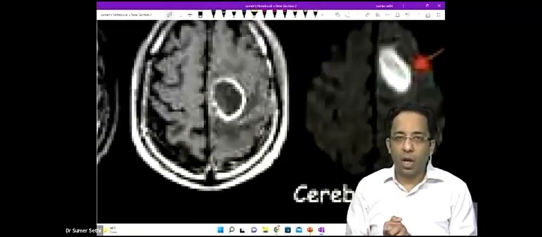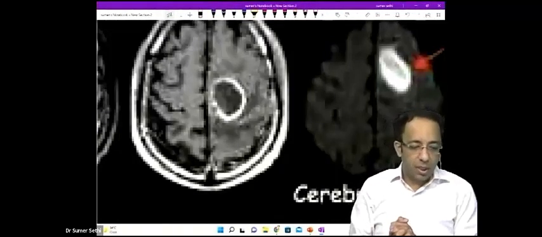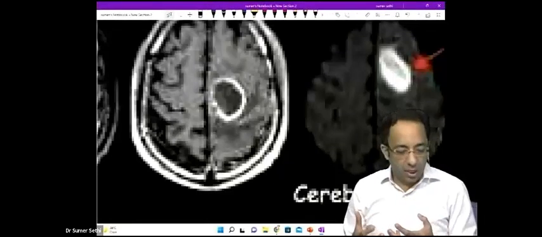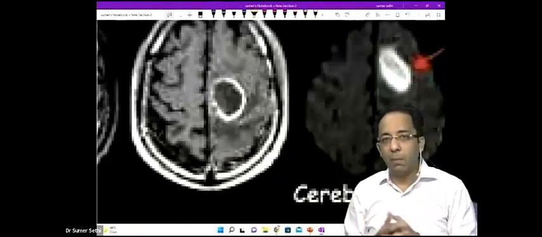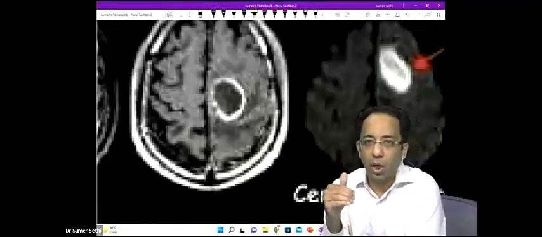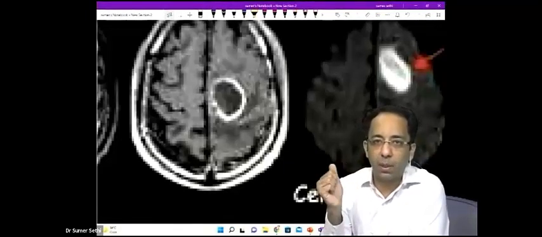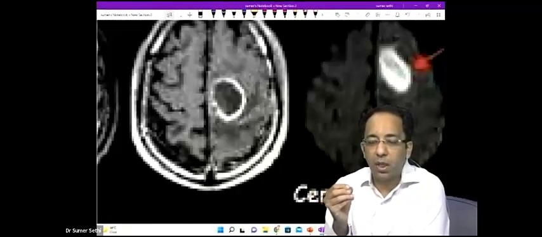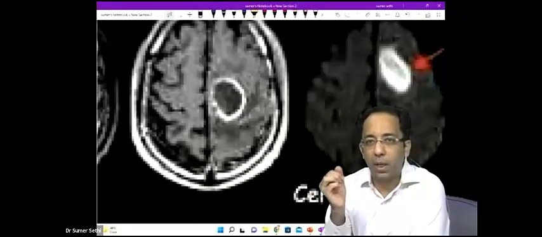Now, my question to you is, if we give IV contrast, if we give gadolinium in MRI or iodinated contrast in CT, the contrast material cannot be taken up by normal brain parenchyma. Can you tell me why? Because contrast material cannot cross the blood-brain barrier. Because of the blood-brain barrier, contrast material cannot go into the brain parenchyma.